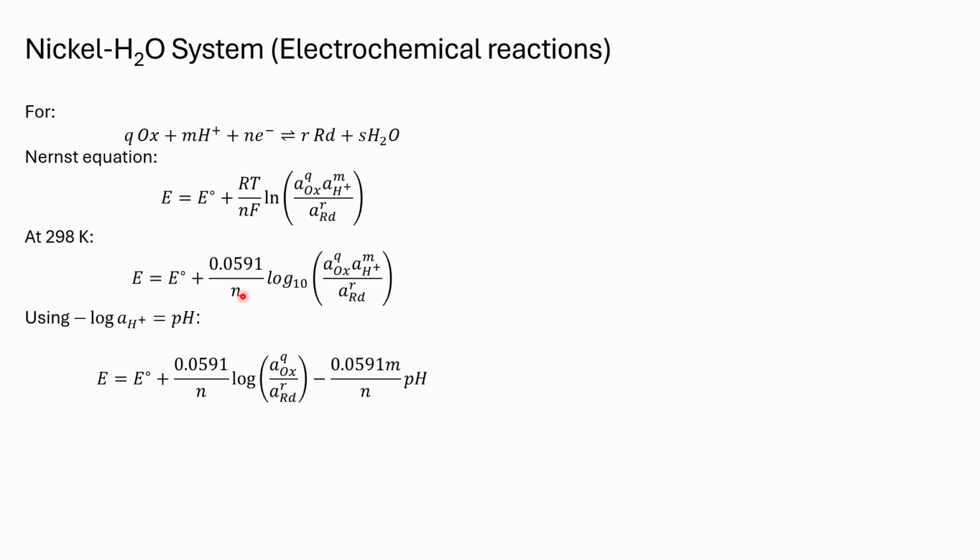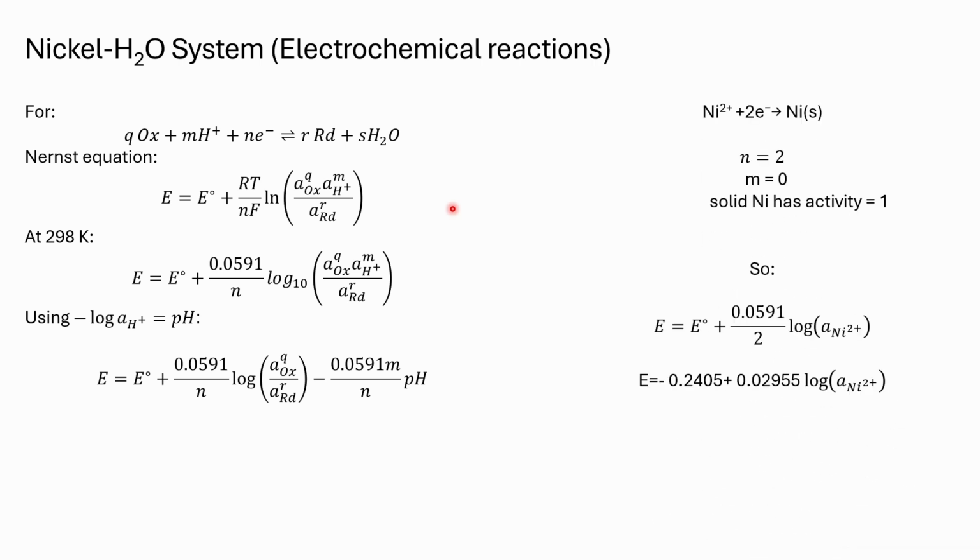Here m is the number of protons transferred and n is the number of electrons transferred. For reactions involving no protons, m equals 0. For solid phases, the activity would be 1. The simplified Nernst equation for the reduction of nickel 2 plus to solid nickel can be expressed as it is shown on the screen.